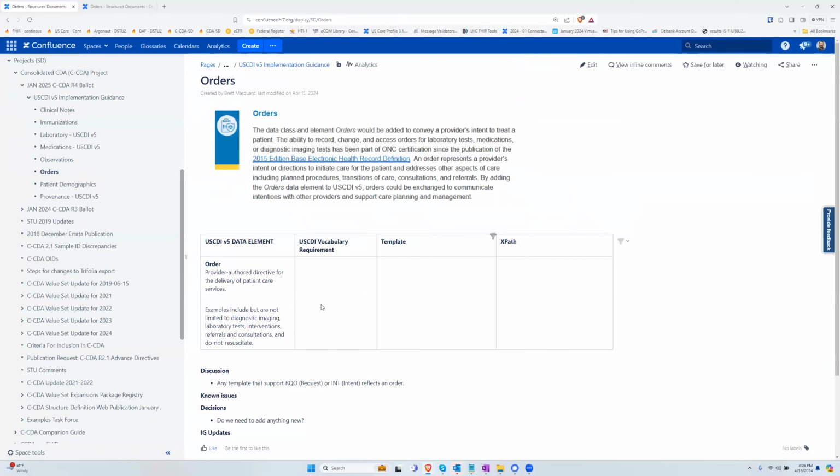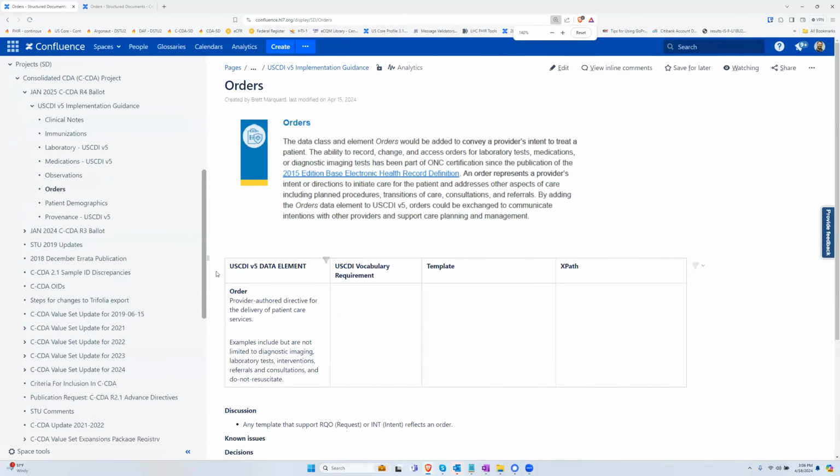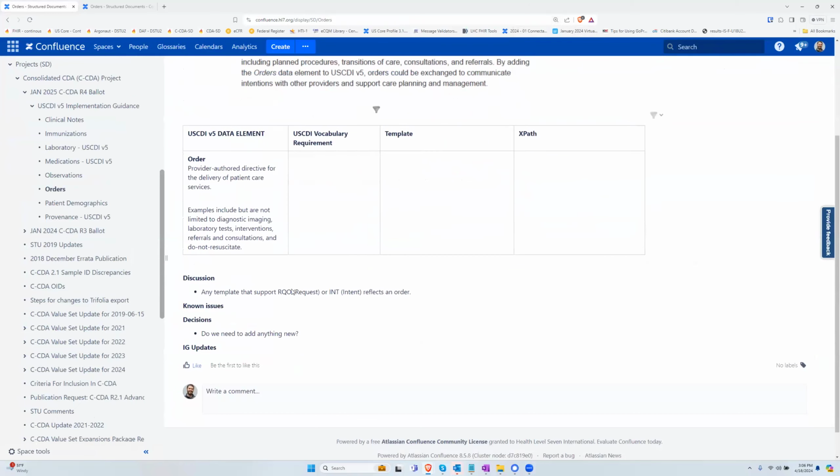So on orders, the definition is pretty broad. It's a provider authored directive for the delivery of patient care services. Examples include but are not limited to diagnostic imaging, laboratory tests, interventions, referrals, consultations, and do not resuscitate. Our initial response was, any template that has the MOODS request or intent is in that order category. So do we just list all those that have the capability, or do folks think we need to scope this down a little bit more?